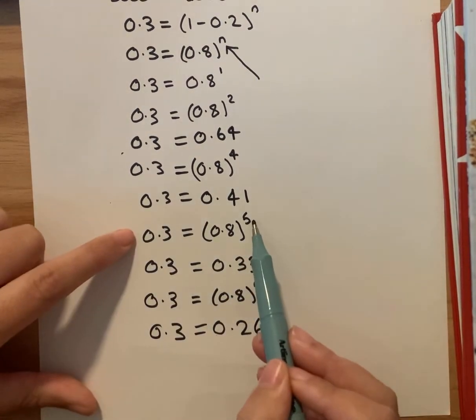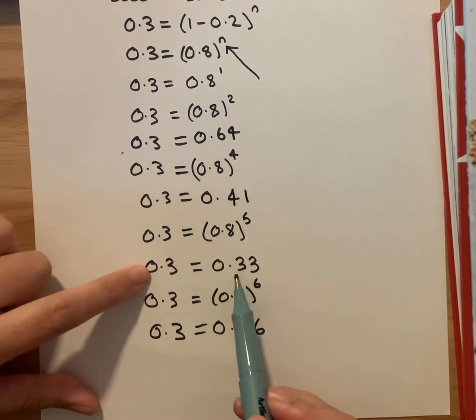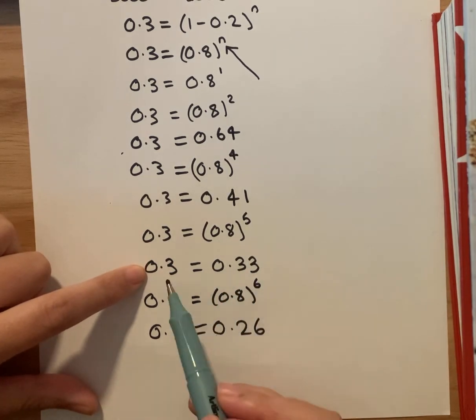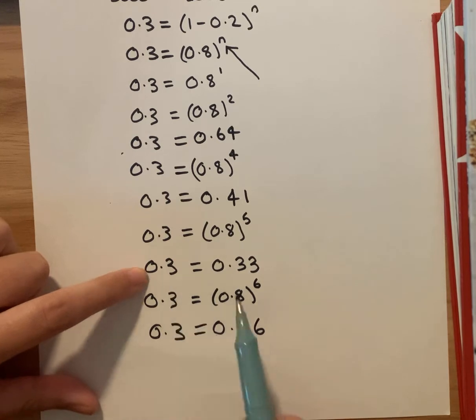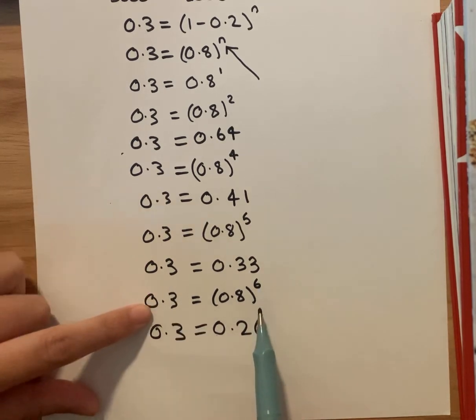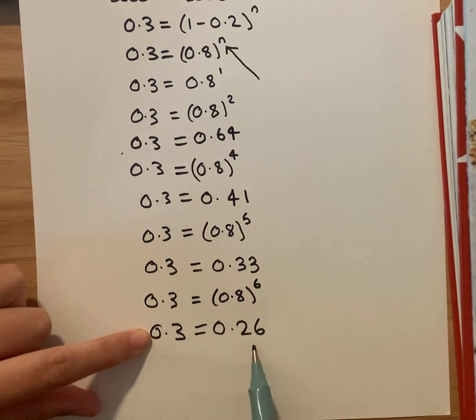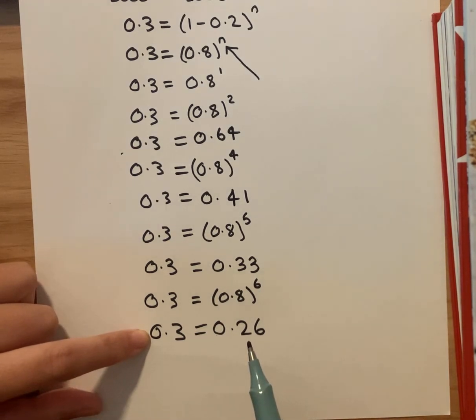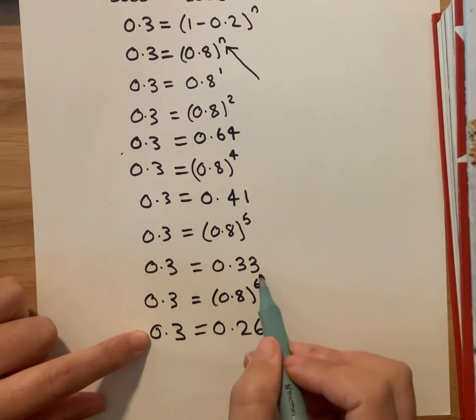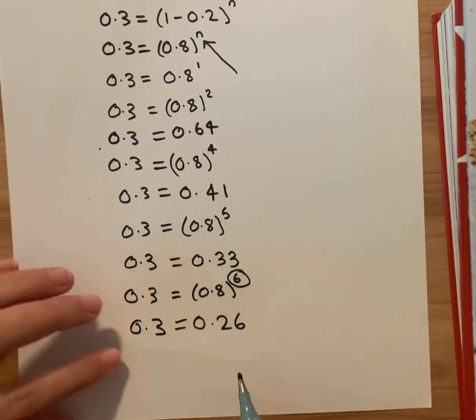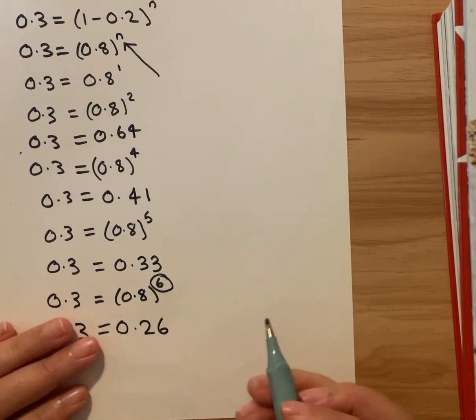So after 5 years passed, it wasn't quite at $1,500 yet. But after 6 years passed, it went below. So it reached 0.3 and then it went under. So it reached $1,500 and then it went lower than $1,500. So we have 6 as our answer, 6 years, but we're not finished yet.